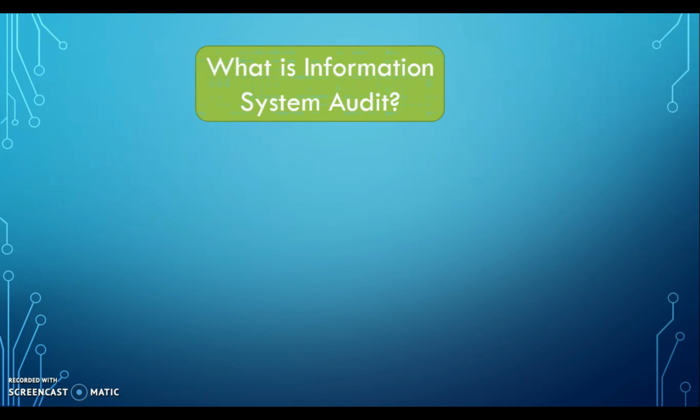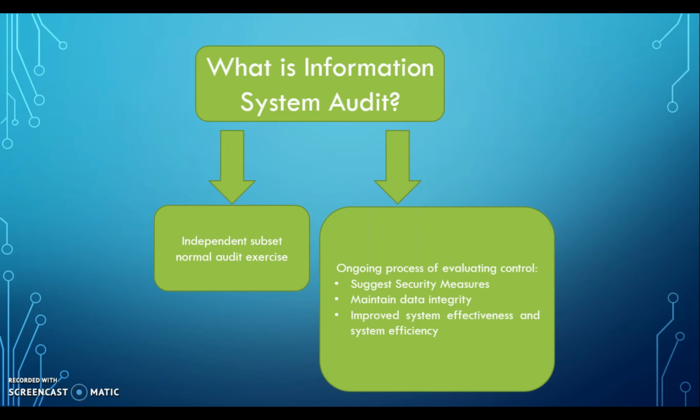What is information system audit? It is an independent subset of the normal audit exercise. Information audit is an ongoing process of evaluating controls and suggesting security measures for the purpose of safeguarding assets and resources, maintaining data integrity, and improving system effectiveness and efficiency for the purpose of attaining organization goals.